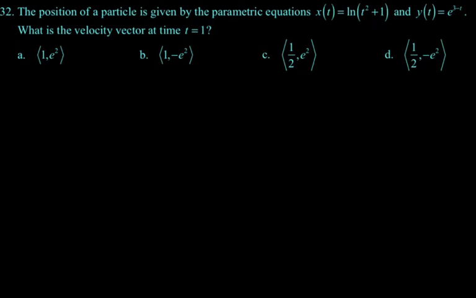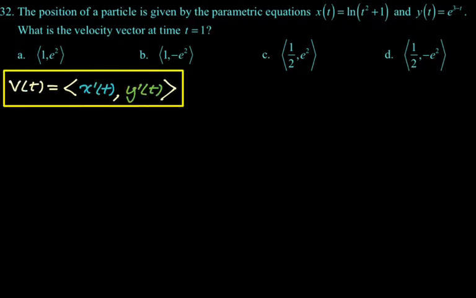The position of a particle is given by the parametric equations. X of t is the natural log of t squared plus 1. Y of t is e to the 3 minus t. What is the velocity vector? All right, velocity vector, this is a nice straightforward question. A velocity vector is x prime of t, y prime of t.